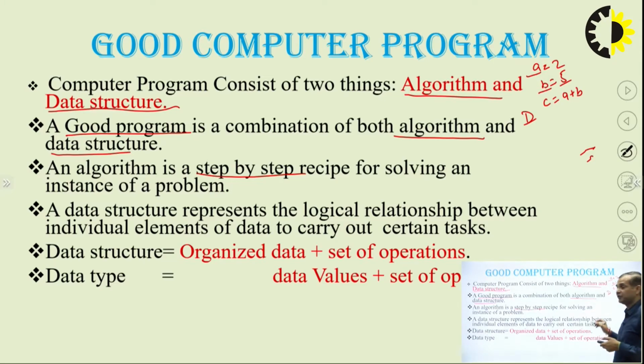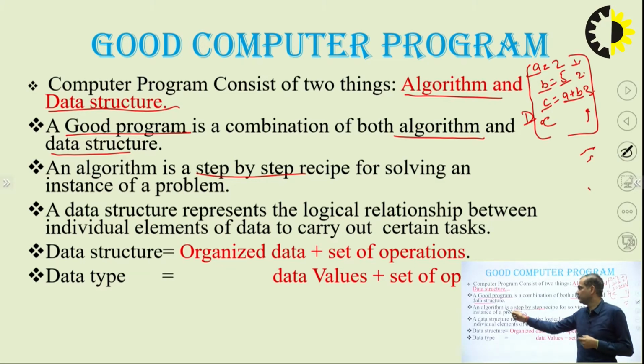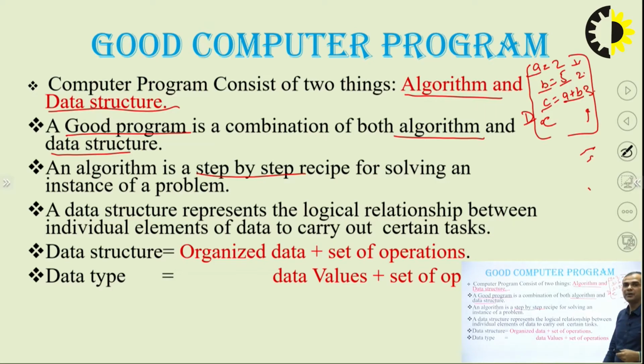Next, what is c? We take another variable c and we initialize c equal to a plus b. And last, we print the value of c. It means when we run this code, it will be executed within 4 steps. So this is known as the step-by-step recipe to solve a problem. So these are the steps: step number 1 this, step number 2 this, step number 3 this, and step number 4. So we can say that the algorithm is a step-by-step recipe to solve a problem.